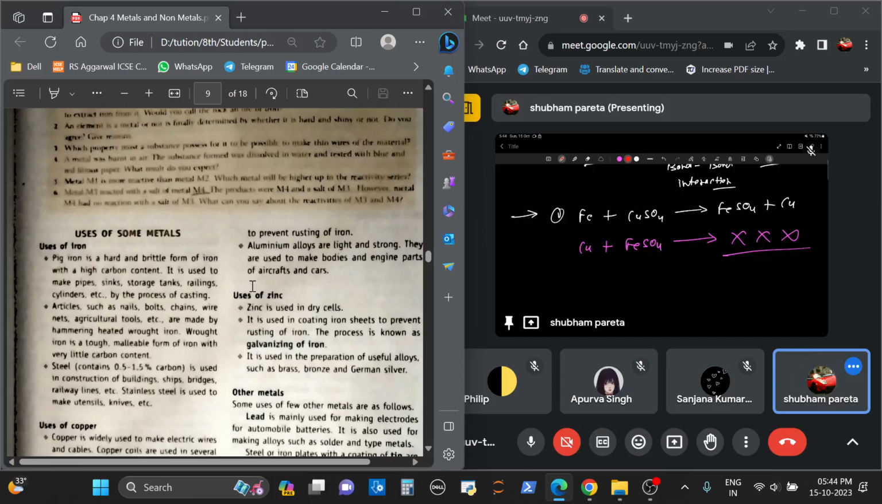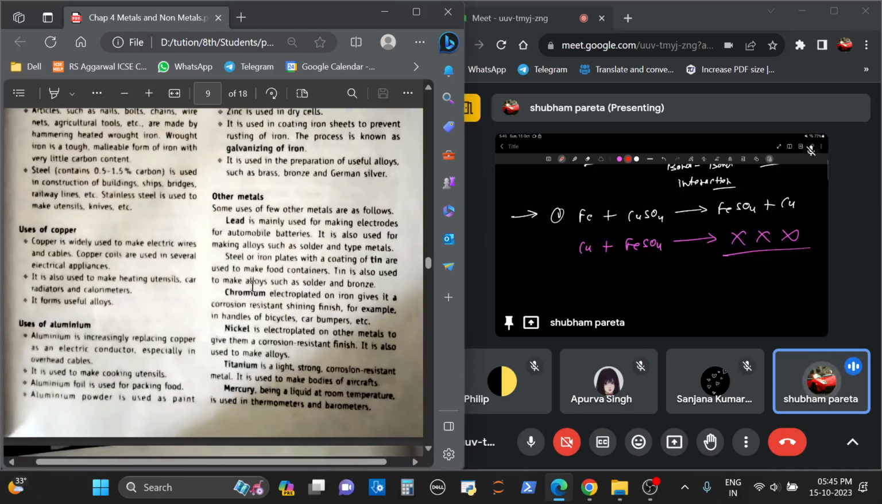Okay, coming to the next section, which is use of some of the metals. Now this is something which you can read on your own, like you have to read the uses: what are the uses of iron, what are the uses of copper, what are the uses of zinc. So just please have a look at it once.